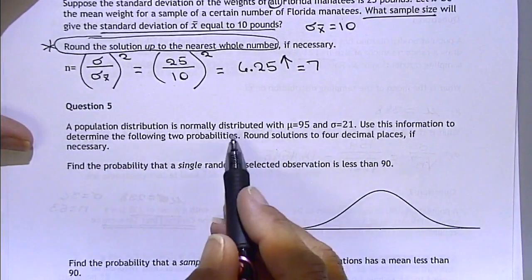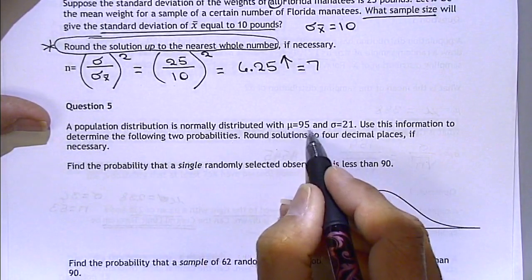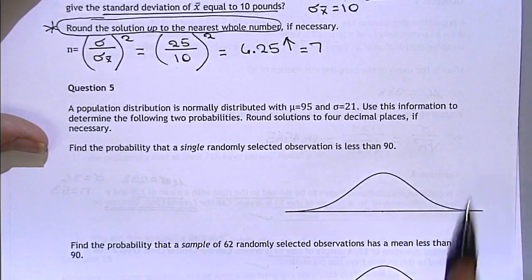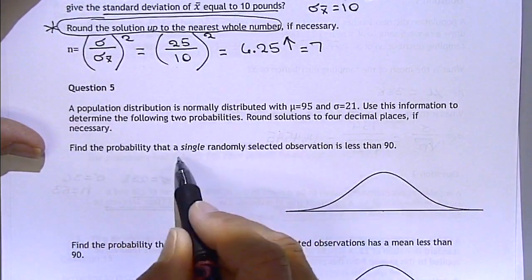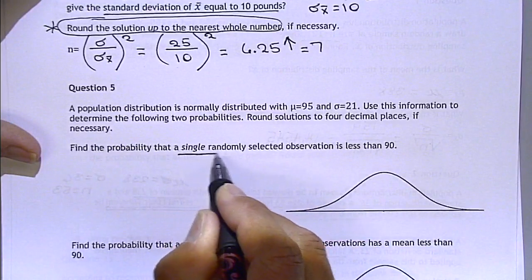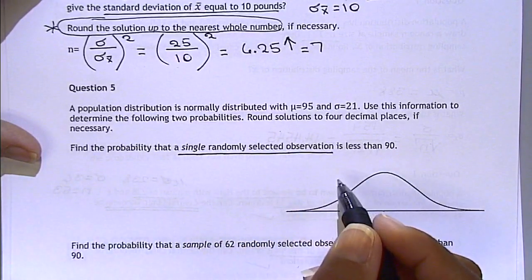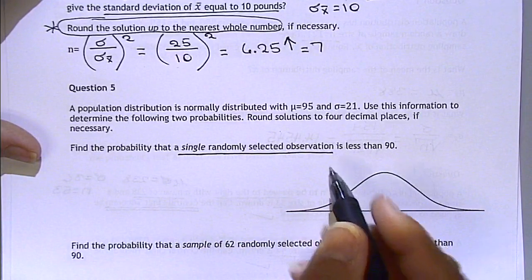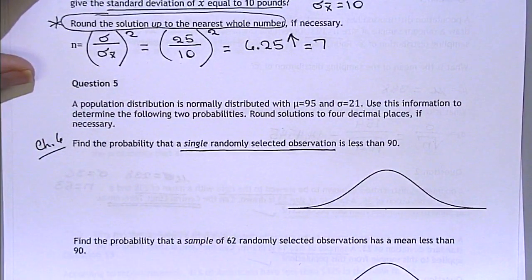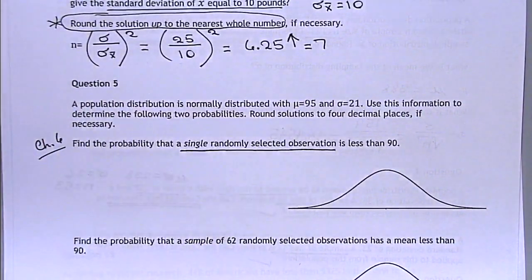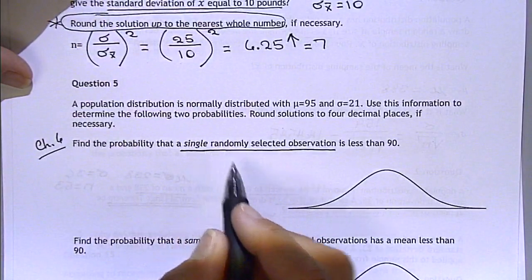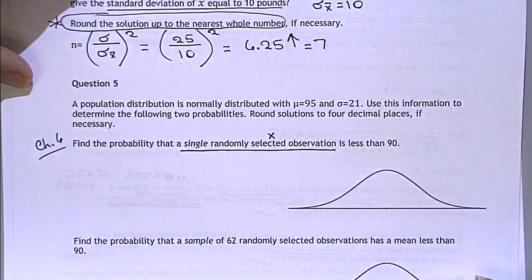The population distribution is normally distributed with the mean of 95, standard deviation of 21. This information is going to be used to get 2 probabilities. Round the solution to 4 decimal places if needed. The probability that a single randomly selected observation is less than 90. Now look, guys, a single randomly selected observation is not a sample mean. This is a chapter 6 problem. You just finished all those, right? This is not chapter 7. This is to make sure I wanted you to compare one side by side, okay? Chapter 6 compared to chapter 7. This is a single randomly selected observation, X, not X bar, right?